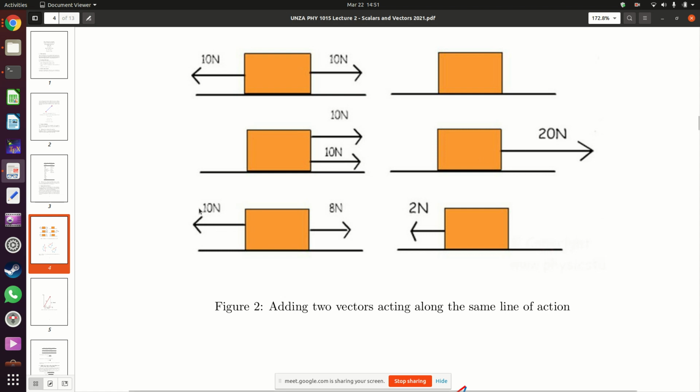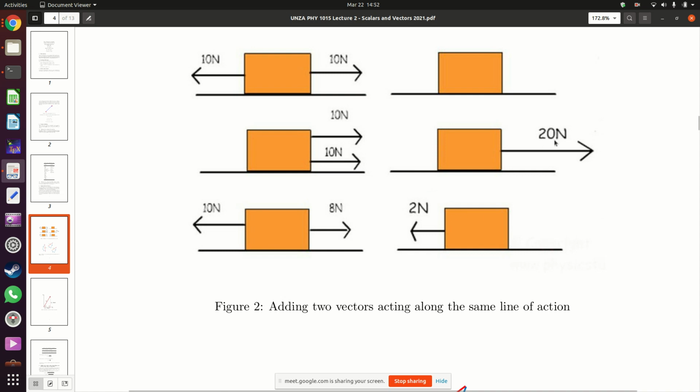Here, you've got a 10 newton force in this direction, and an 8 newton force in this direction. They are not the same size because the 10 newton force is greater than the 8 newton force. So if we choose the direction of the 10 newton force to be positive, it means that the direction of the 8 newton force becomes negative. And if that's the case, we have plus 10 newtons plus minus 8 newtons, and we end up with a resultant force of 2 newtons.